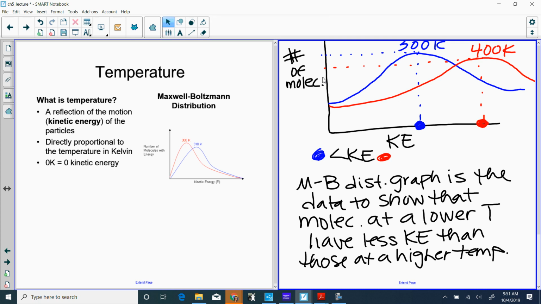Before you pack up, can you please talk about it with somebody? Talk about what the graph shows and why we scooched it to the right. Ready, go.